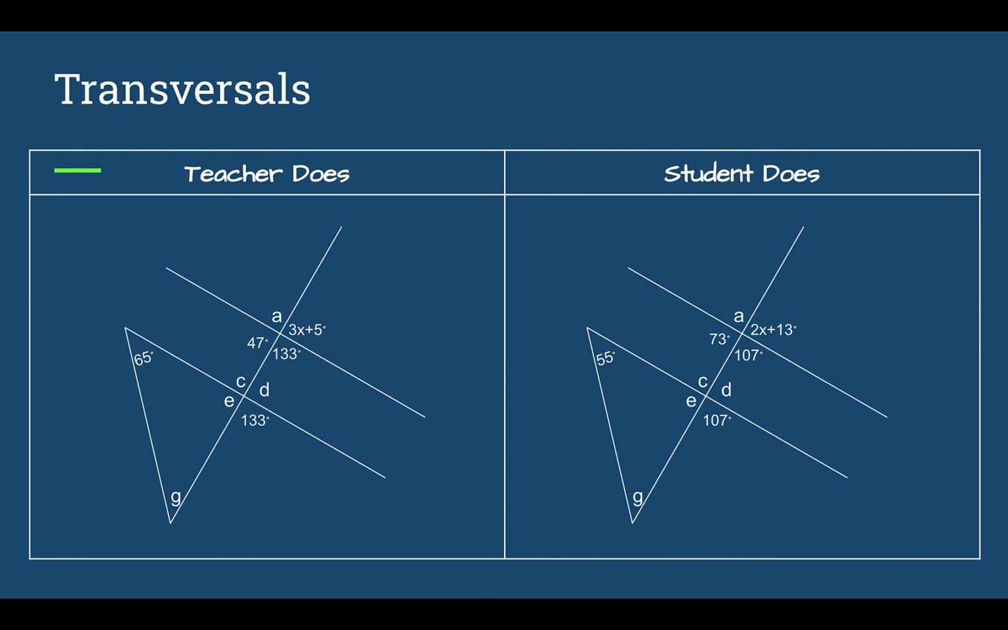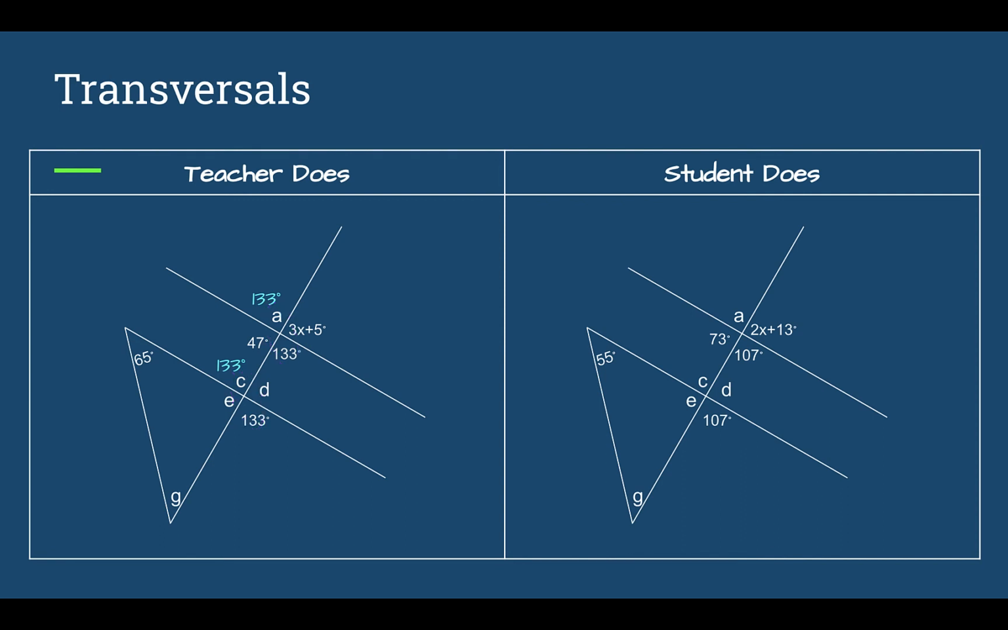Here we have a transversal of parallel lines, and part of it is drawn into a triangle. So I'm going to fill in any of the angles that I can, that I know of. So first, I notice that A and 133 and C and 133 both use vertical angles. Vertical angles are equal, so A and C must be equal to 133 degrees.